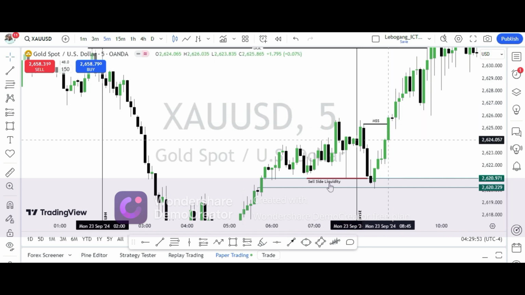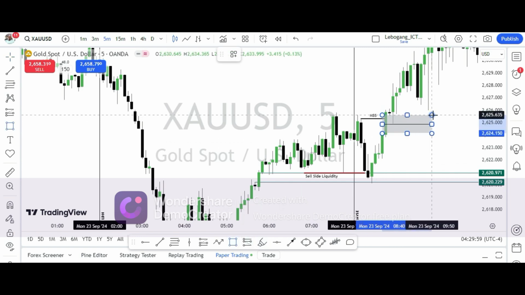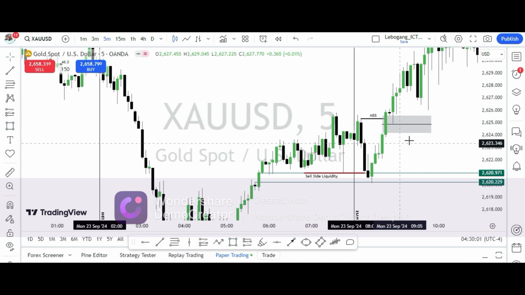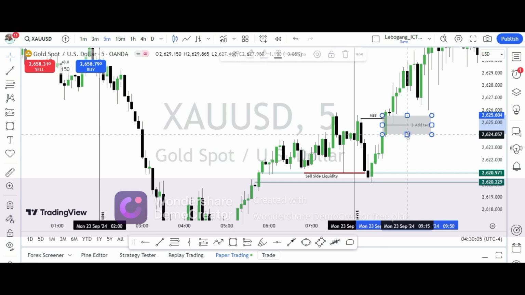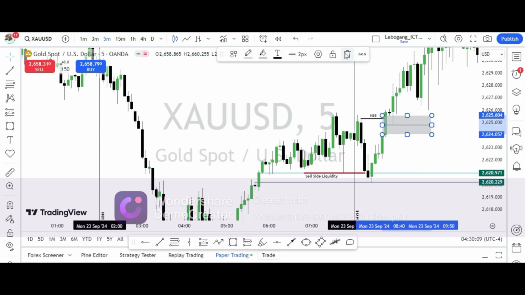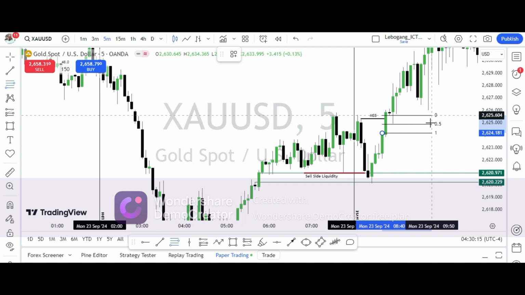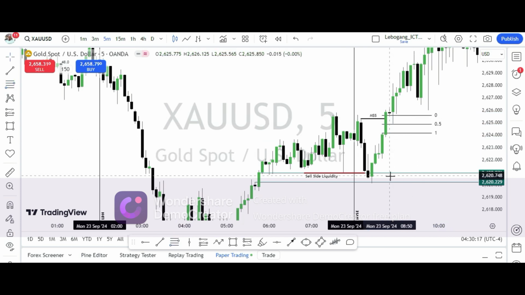So as price comes down, we want to see price touching the premium side of our imbalance, or the 50% mark. You can do it like this, or you can pull out your fib. Low, high. This is our 50% mark.